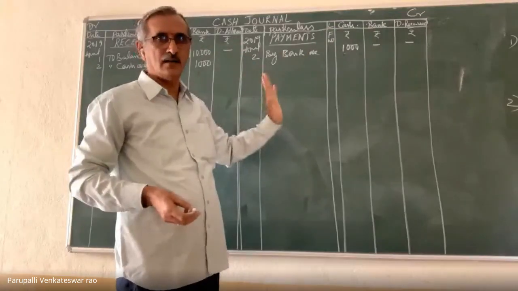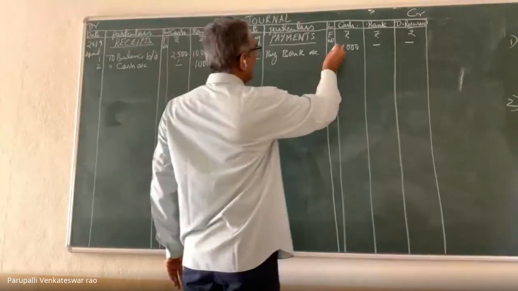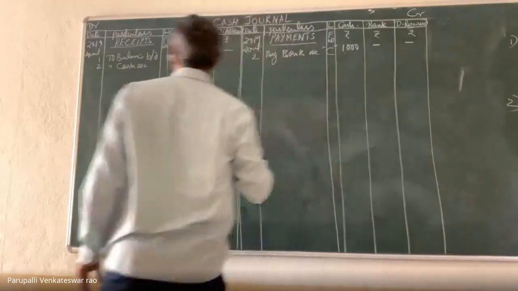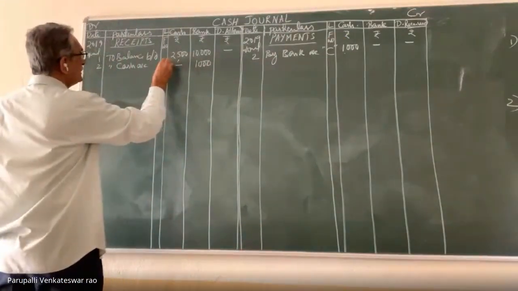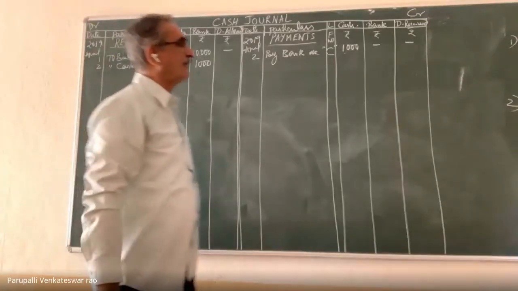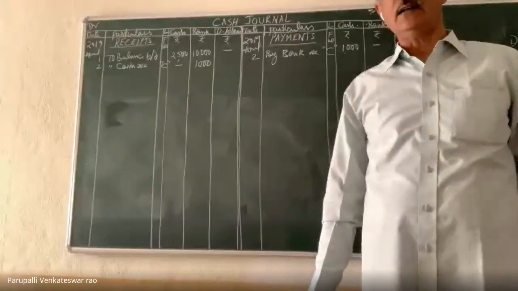It is contra. Hence the letter C, write it here. In the ledger folio column, indicate with C. That means it is a contra, it appears on both the sides of the cash book. It is entered over. That's it. This is how you have to record.